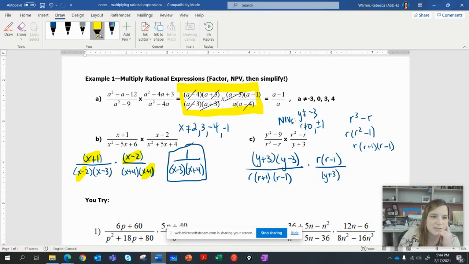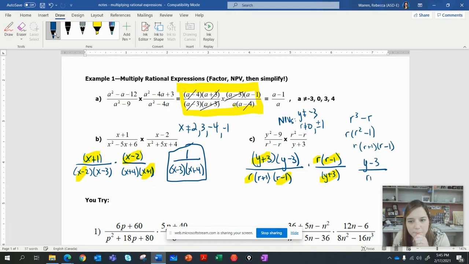Now I can start canceling things. So y plus 3 and y plus 3. R and r minus 1 and r minus 1. So my final answer there is what's left, y minus 3 over r plus 1. And then my non-permissible values. Circle that for these ones too.